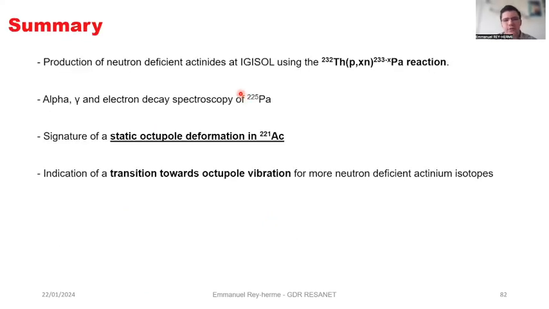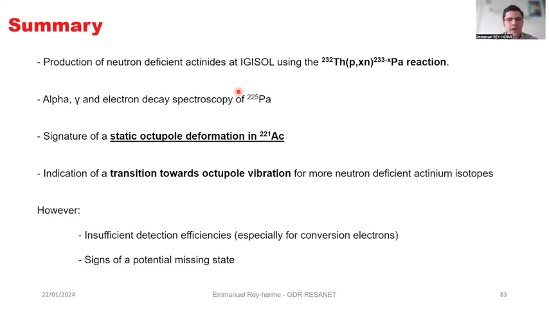So as a summary, during this experiment, we had the production of neutron-deficient actinides at IGISOL, which enabled us to perform alpha, gamma, and electron decay spectroscopy of protactinium-225, with a signature of static octupole deformation in actinium-221 and an indication of a transition toward octupole vibration for more neutron-deficient actinide isotopes. However, in this experiment, we had a lack of detection efficiency, especially for conversion electrons, where the detection efficiency was roughly 1%.